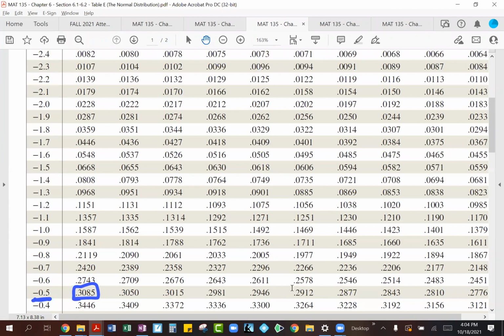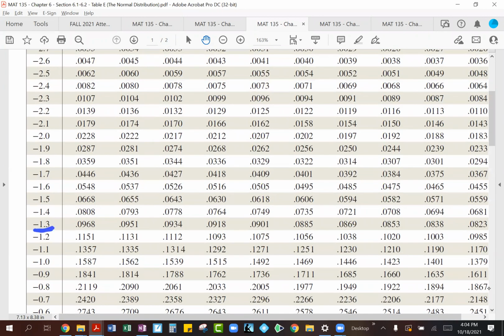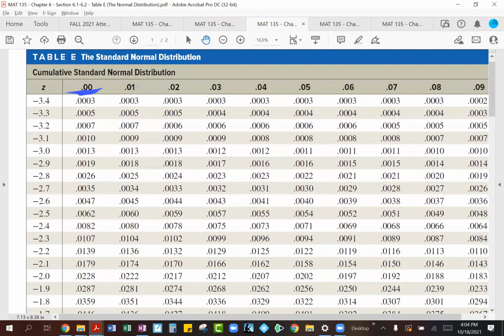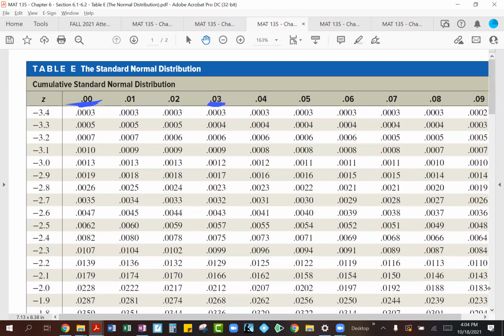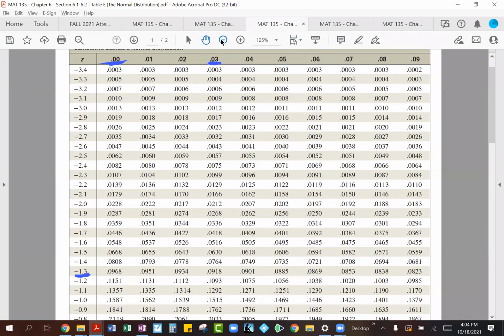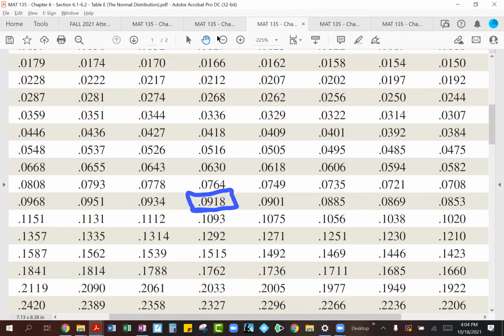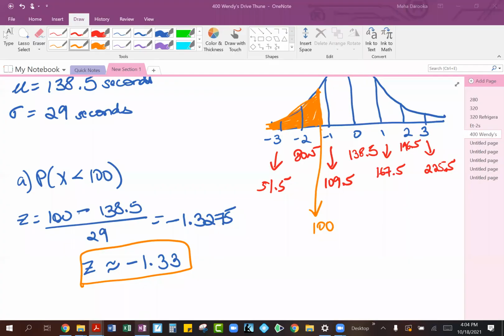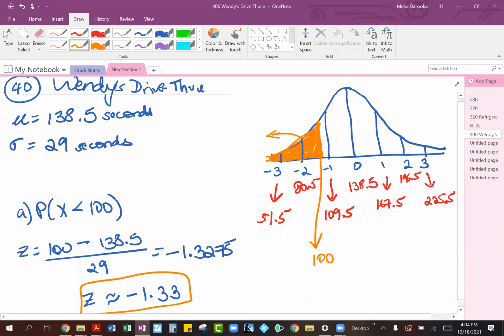So negative 1.3 is right over here. And then on the top, man, it's not going to let me do it on the same screen. You want to find the other 3. And let's make this guy a little bit smaller. Okay. So negative 1.33, where the 2 of those will meet, is going to be right over here. And as you can see, that number comes out to be 0.0918. So since this is less than, you don't have to do any calculations because this is 0.0918.